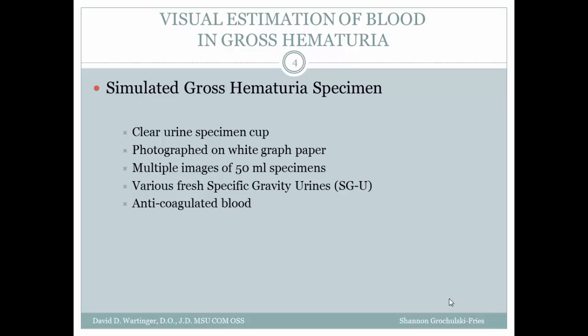Simulated gross hematuria was mixed using freshly voided urine from a single healthy volunteer during various states of hydration and heparinized blood in variable amounts. Each clear urine specimen cup contained 50 milliliters of urine specimen and was photographed on white graph paper with blue lines.